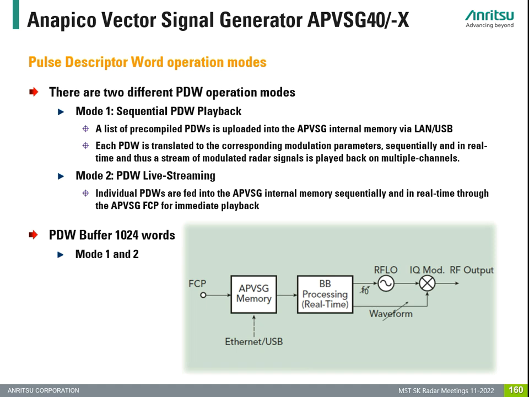The instrument provides a buffer of 1024 PDWs. It is possible to save and playback up to 65,000 pulse descriptor words in a list mode. It is possible to create time spans as large as 208 days.